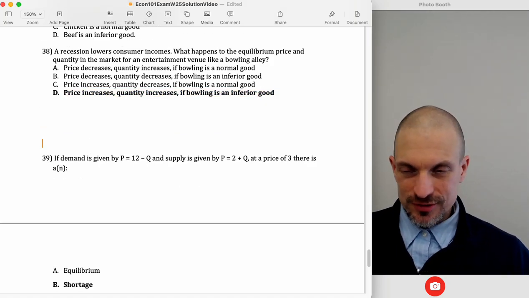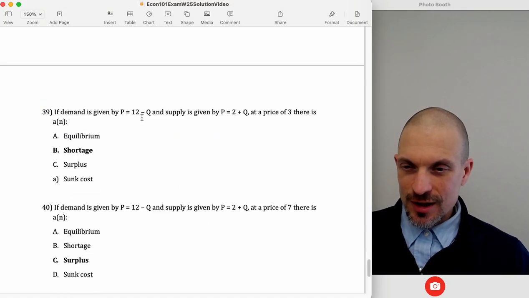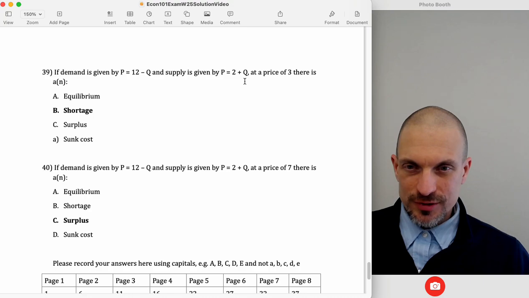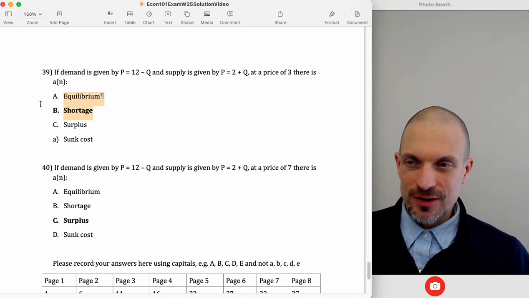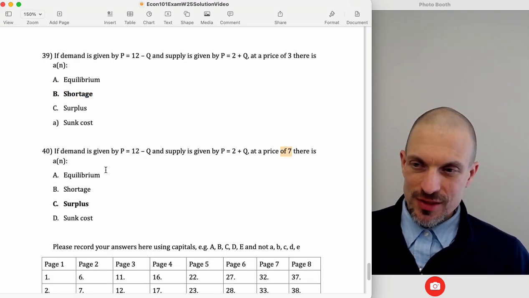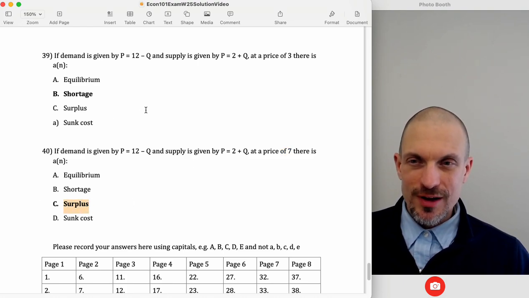All right, so then lastly, it's kind of falling off the page. If demand is 12 minus Q, supply is 2 plus Q, at a price of 3, there is a shortage because this is going to be a below equilibrium price. And then at a price of 7, this is going to be a surplus because it's an above equilibrium price.